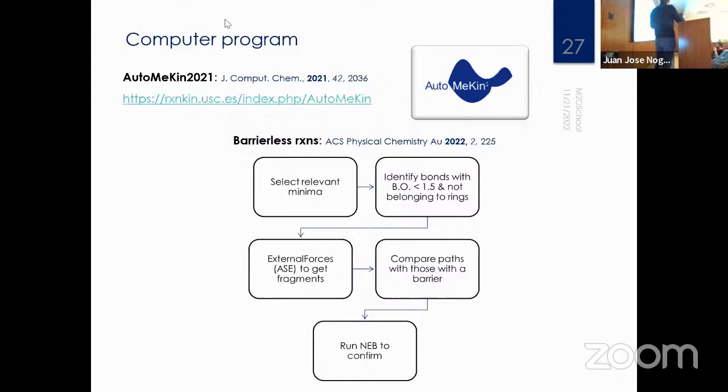If there is no match between both sets of paths, then we are sure we have a path without a barrier. But just to be more sure that the path has no barrier, we can also run NEB to confirm there is no barrier there. So this is very simple to obtain. As I said, a different story is to obtain the kinetics in a fully automated fashion. You can do it manually, of course, but automatically it's not so straightforward.